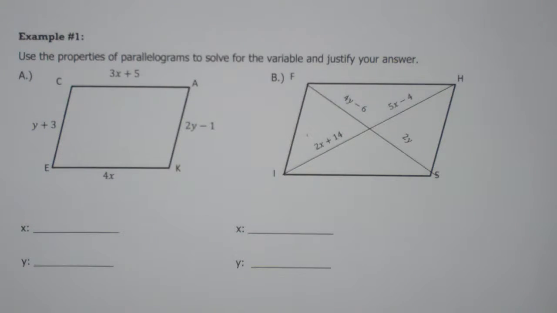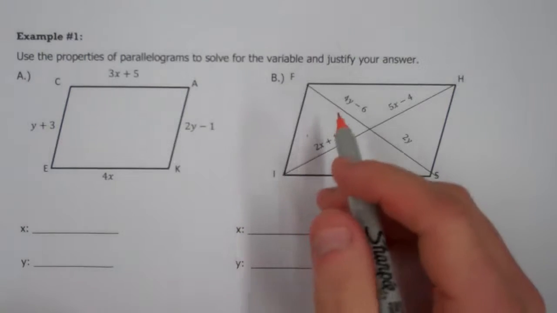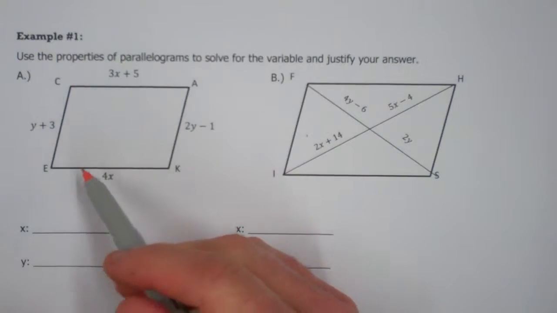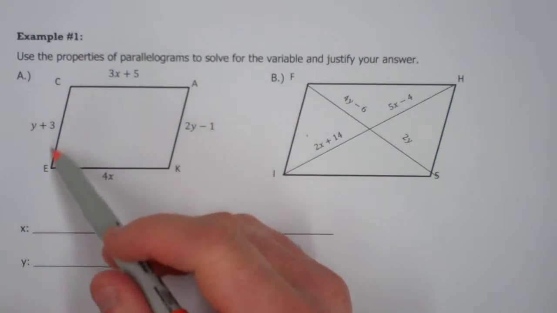In this example we have several different parts, A, B, C, and D, and it looks like we have some parallelograms in each one of these. It says use the properties of parallelograms to solve for the variable and justify your answer. Okay, well, let's take a look here at what we can make a statement about this parallelogram.